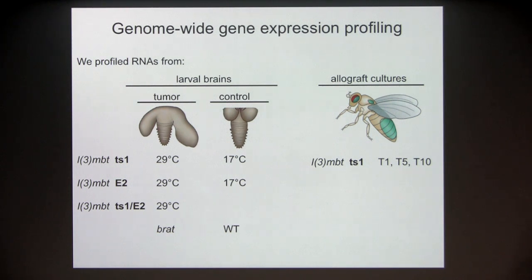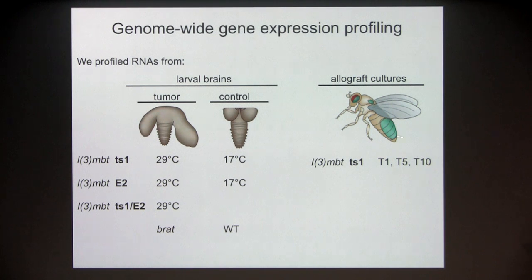And then just for comparison, we also take the larval brains from tumors that come from a different origin, which come from Brat tumors, which are involved in the asymmetric cell division machinery. And our controls are these mutants, but only at 17 degrees, the permissive temperature, when they actually have the wild-type brain, so there is no tumor occurring in these ones, and then we have the normal wild-type brains for the comparisons.